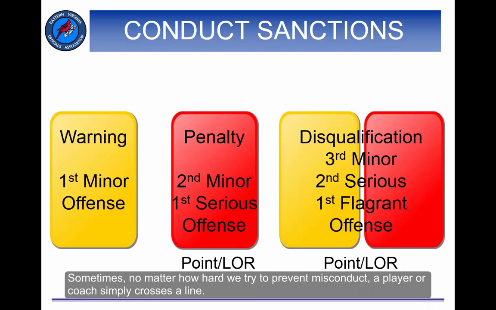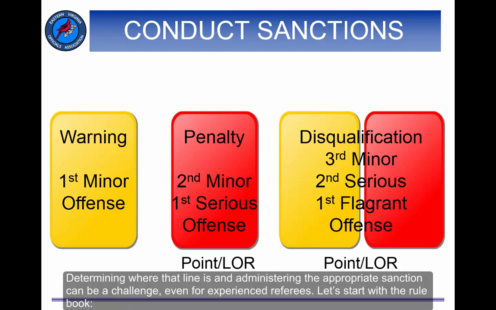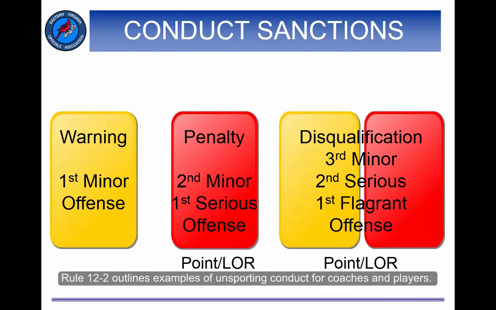Sometimes, no matter how hard we try to prevent misconduct, a player or coach simply crosses a line. Determining where that line is and administering the appropriate sanction can be a challenge, even for experienced referees. Let's start with the rulebook. Rule 12.2 outlines examples of unsporting conduct for coaches and players.